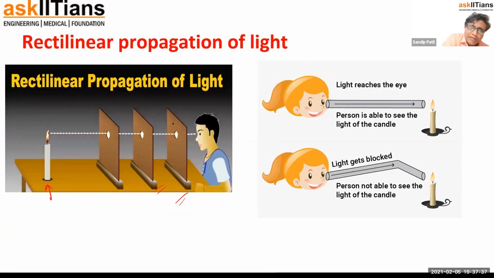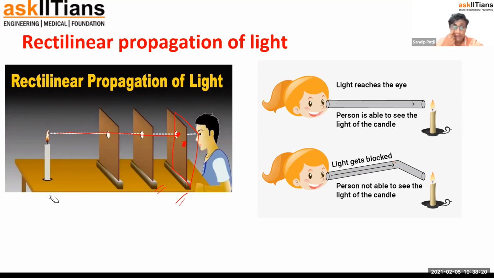Now assume that he moves this board like this, so the hole will be here. Light is coming from this hole, then it will get blocked here, right? So this proves that light propagates in a rectilinear line, in one line. Also, this girl is watching this candle here. If this pipe is straight, yes, she can see the candle. If the pipe is bent, light is not going to pass like this, right? She will not see any light there, right? Okay. So this is the rectilinear propagation of light.